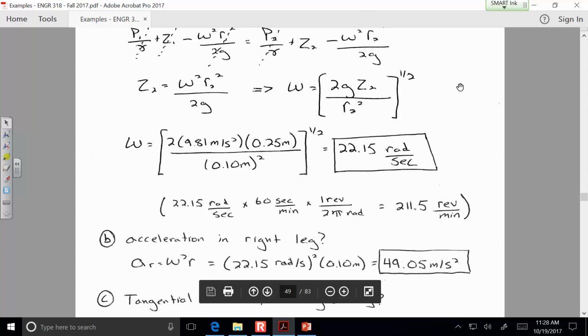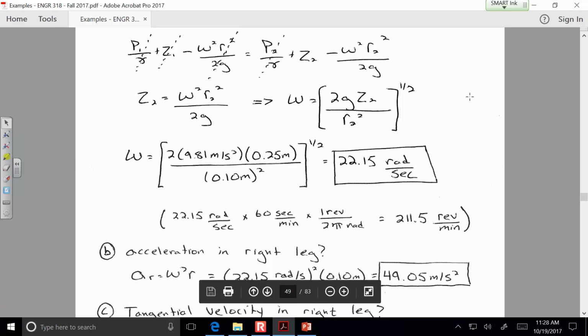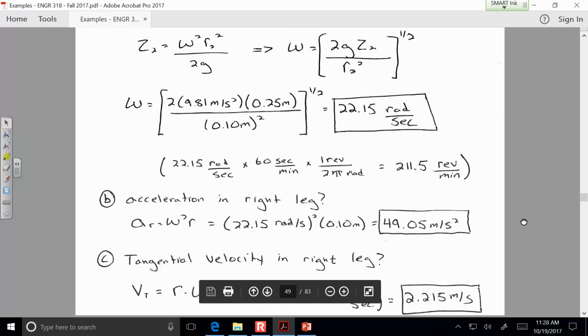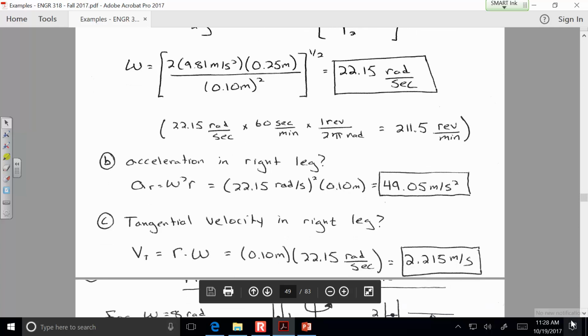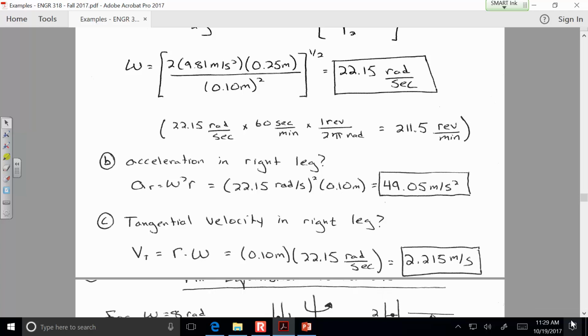Any questions so far on the first two components of that example? All right, finally the tangential velocity, 2.215 meters per second. Everybody get that same value there? Great. All right, so that's our first example.